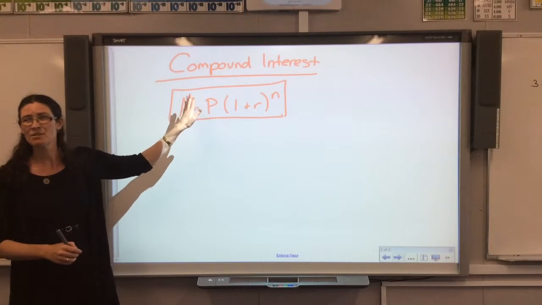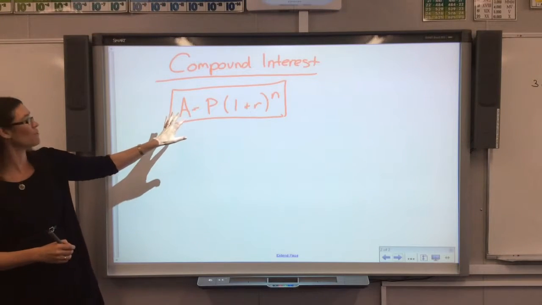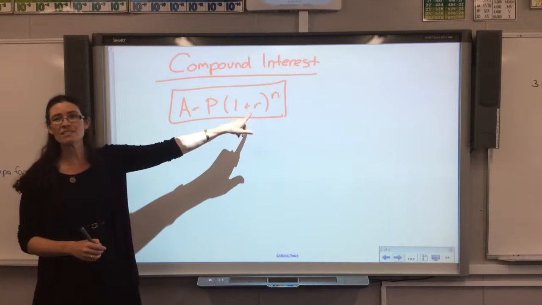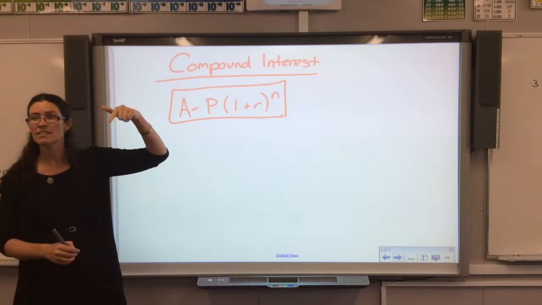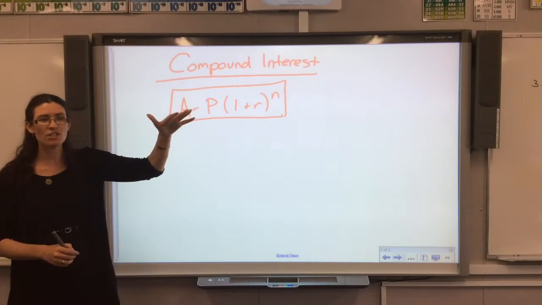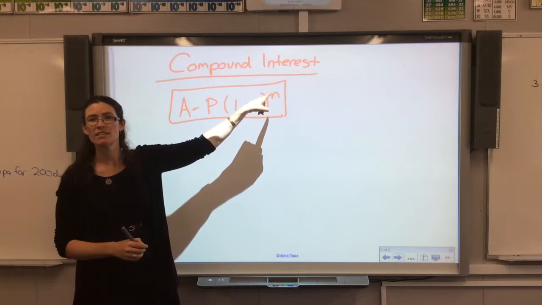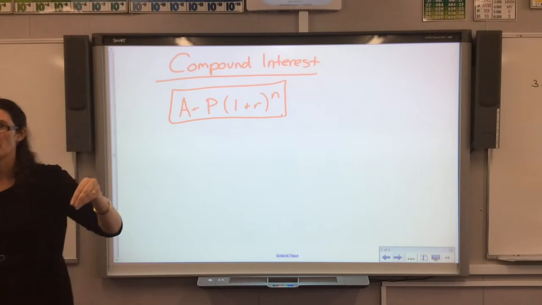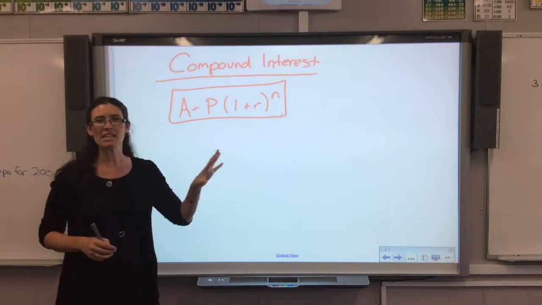P is the principal, which is the initial investment or the initial loan. R is interest rate expressed as a decimal, preferably. Percentage, fraction I can cope, just don't leave it as a percentage. And N is number of periods of time. Now, with simple interest, we looked a little bit about R and N being the same. With compound interest, R and N, you need to be really careful.